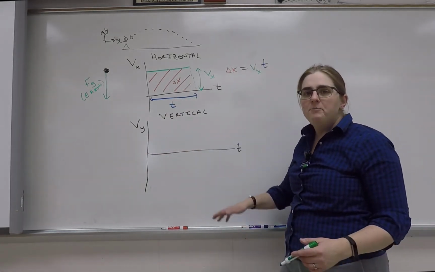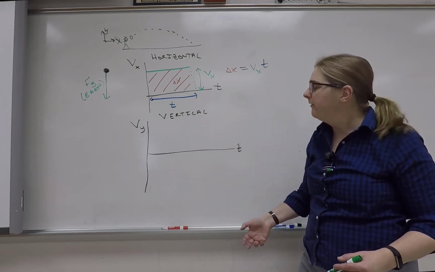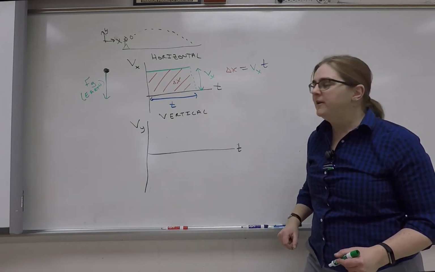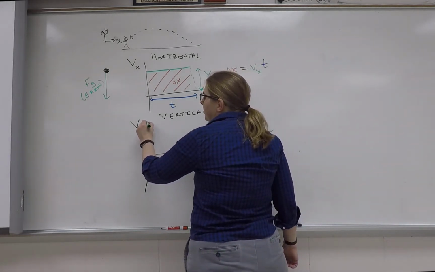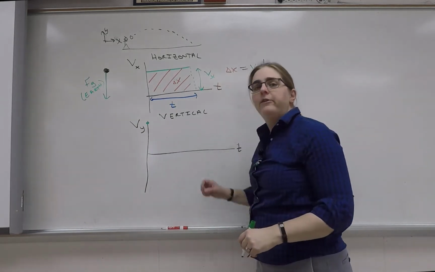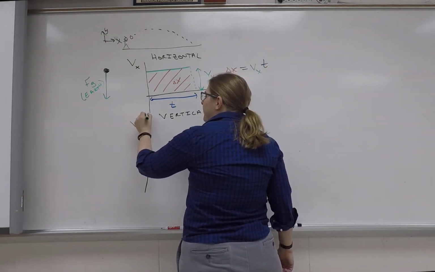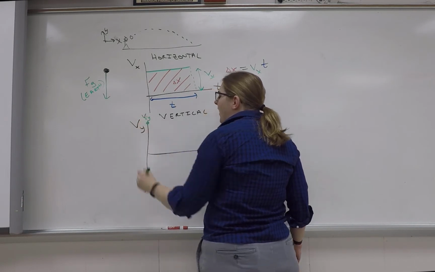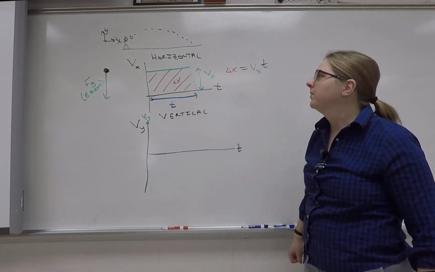Now, if I think about the up and down motion of that tennis ball as it leaves the person's hands, it is moving in the up and down direction when it's launched. And so I have to give this graph a non-zero intercept. And I'm going to go ahead and label that intercept ViY for the initial velocity in the y direction.